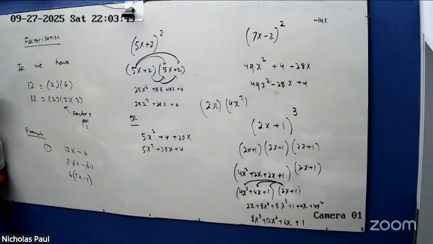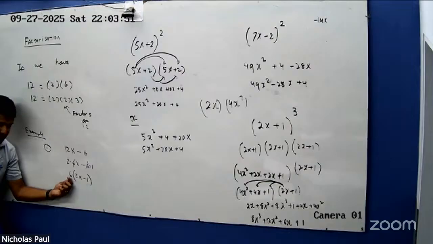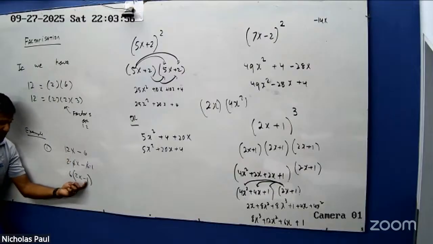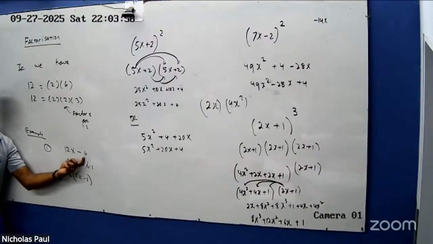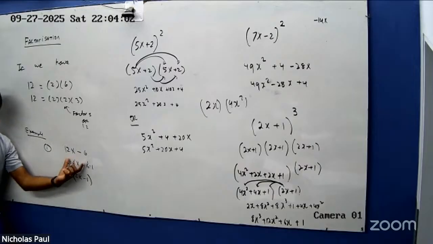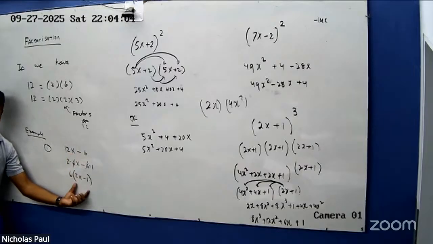That's okay? So if I multiply this back, 6 by 2x, I'll get 12x. 6 by minus 1 is minus 6. You'll see that these are the factors of this. So if I said factorize this, that's the answer. You okay with that?